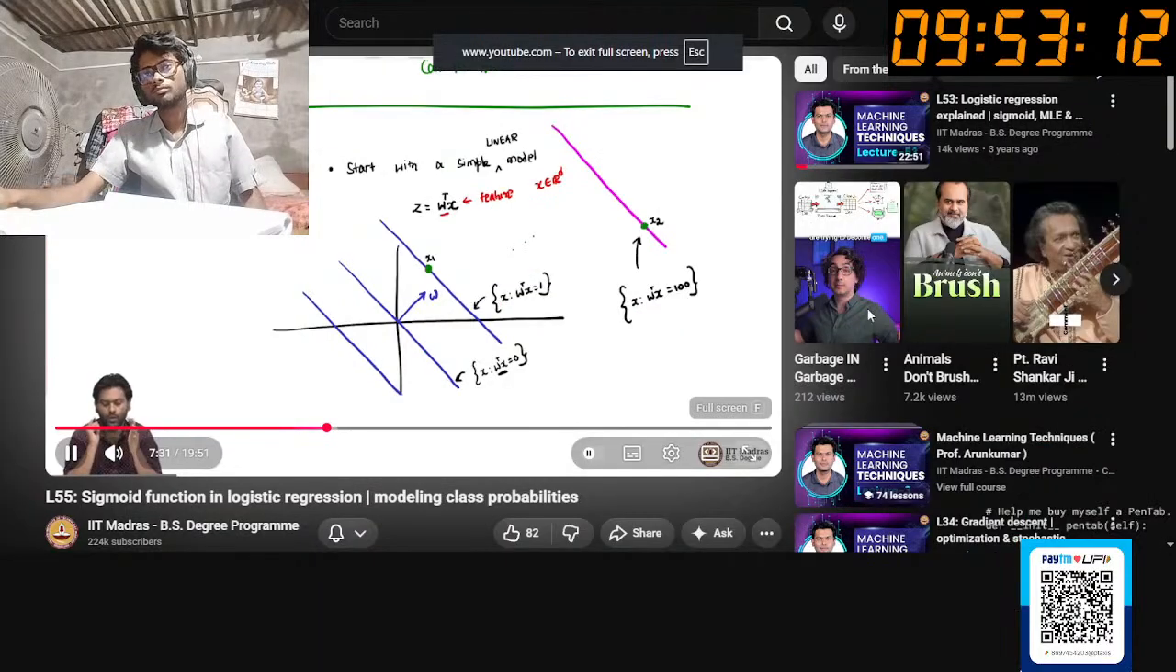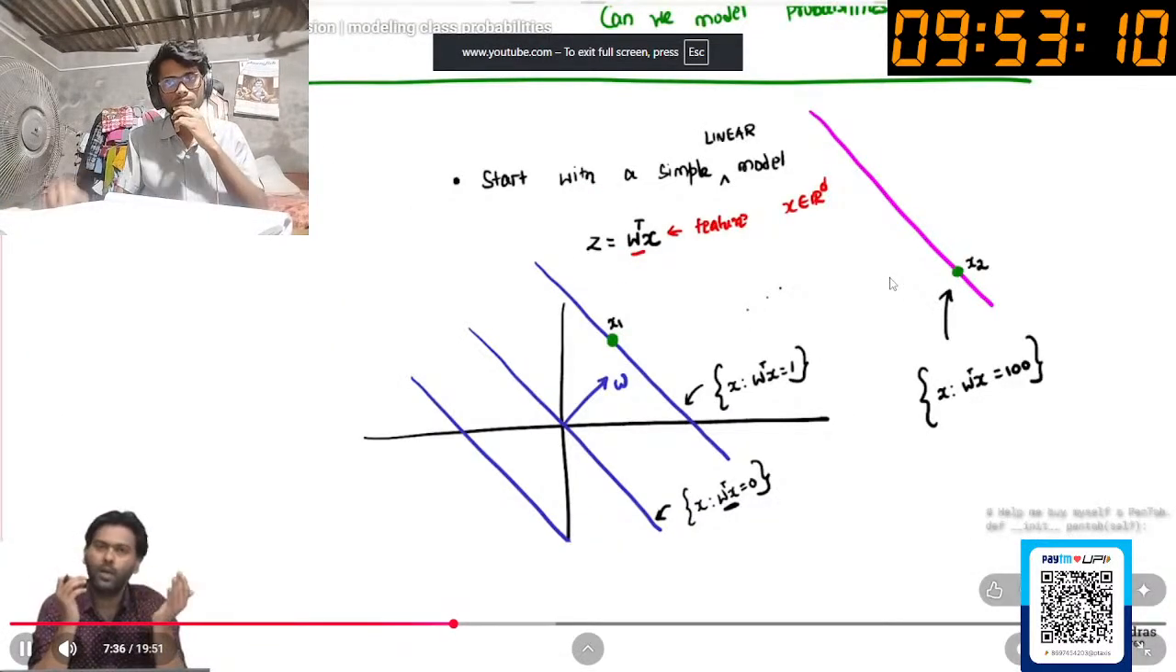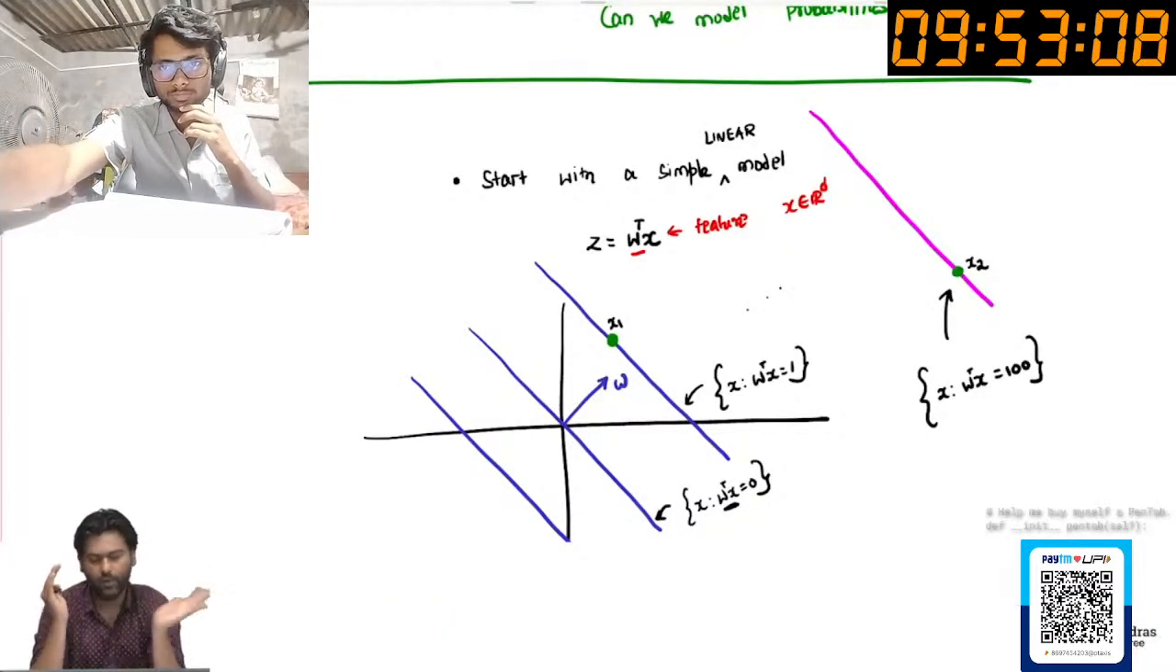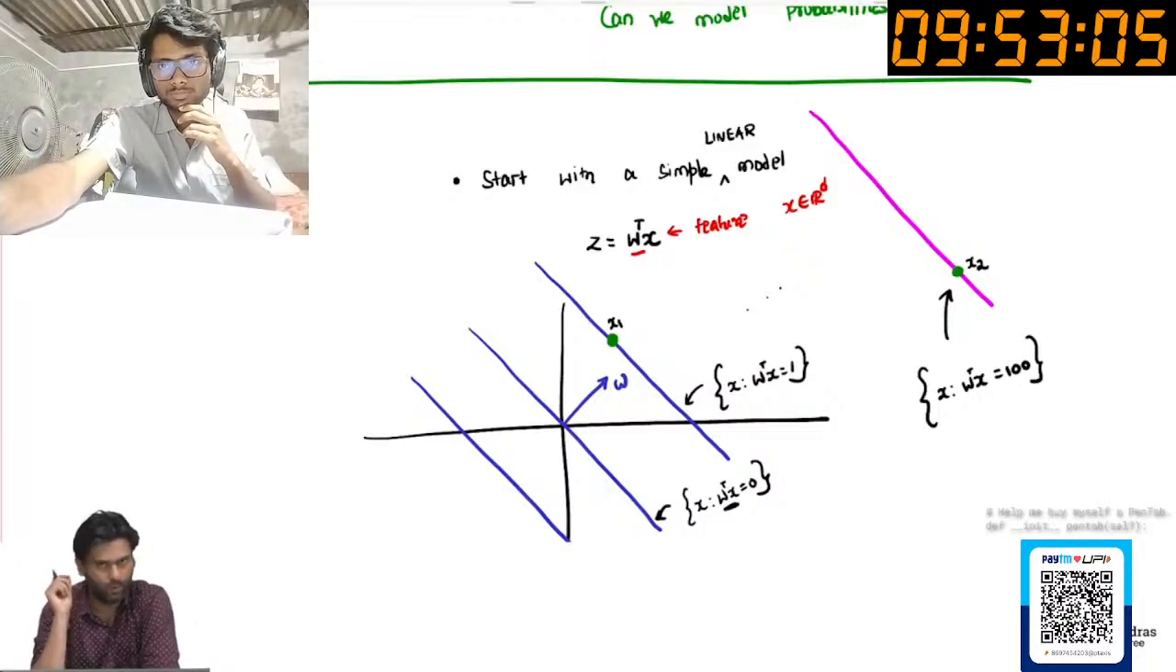associate a probability with these labels, right? So this label can be either 1 or minus 1. Earlier we were saying that the probability that the label is 1 is 1 if it falls on one side of w, which means that both these points will get labeled as 1 with probability 1 for this w, right?